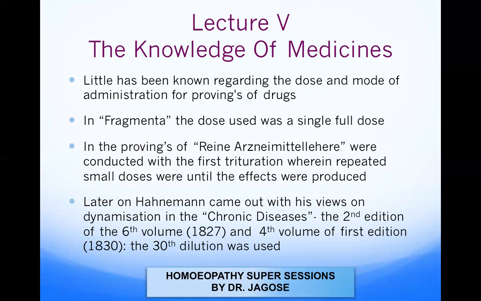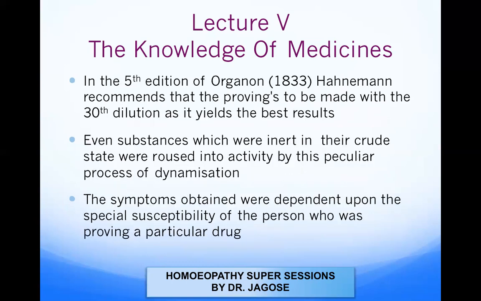Later on, Hahnemann came out with his views on dynamization in chronic disease, in the second edition of the sixth volume in 1827 and the fourth volume of the first edition in 1830, where the 30th dilution was used. So Hahnemann, in order to ascertain the knowledge of disease, wanted to keep a standardization. So therefore, he used only the 30th dilution. In the fifth edition of the Organon in 1833, Hahnemann recommends that the proving be made with the 30th dilution as it yields the best results.